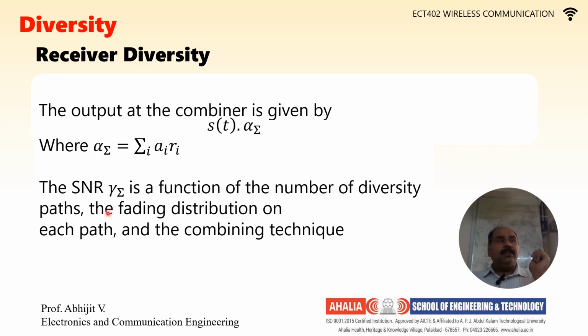Then the signal to noise ratio gamma sigma is a function of the number of diversity paths, the fading distribution on each path, and the combining technique. We have four common types of combining techniques, out of which we are going to study only two combining techniques.